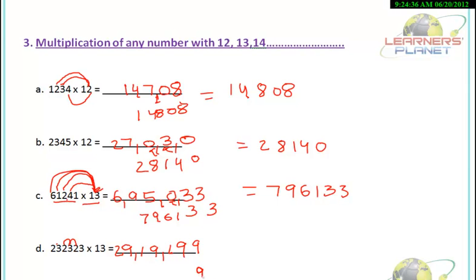In the next step, 9, 9, 1, 1 plus 9, 10. We'll put 0 over here and 1 will be carried. 1 and 1, 2. 1 and 9, 10. 1 will be carried, and 2 and 1, 3. So the answer to the problem is 3020199. Isn't it very simple?